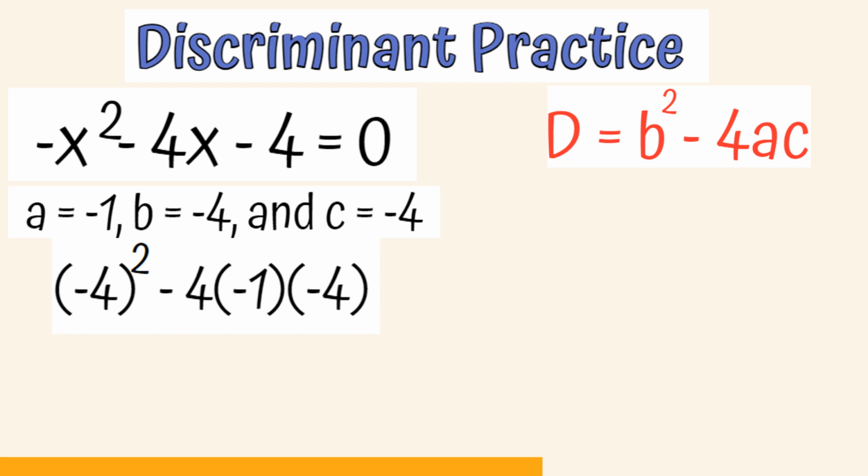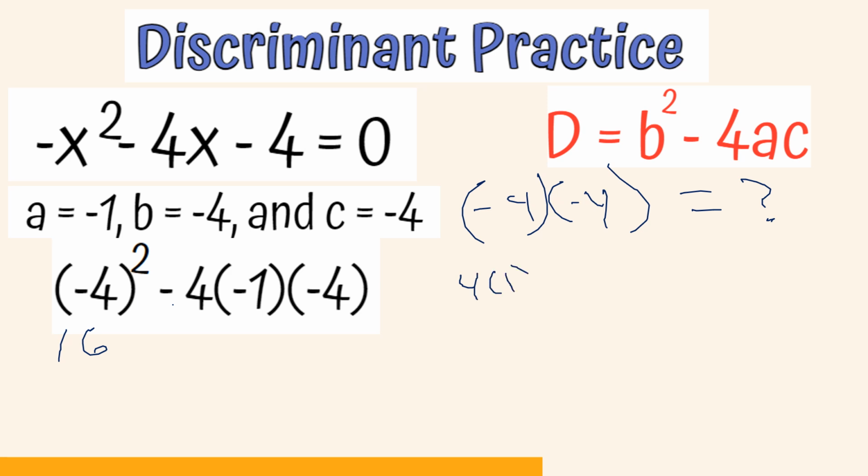Now we're just going to work this out. What's -4 times -4? Okay, somebody said 16, so that's good. What's a negative times a negative? Okay, that's a positive. Good job. And what's 4 times 1? Okay, that's 4. And then what's 4 times -4? Good job, -16.